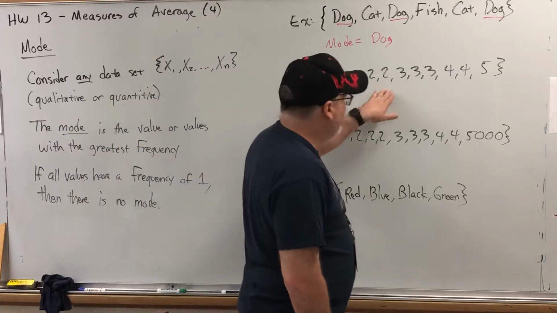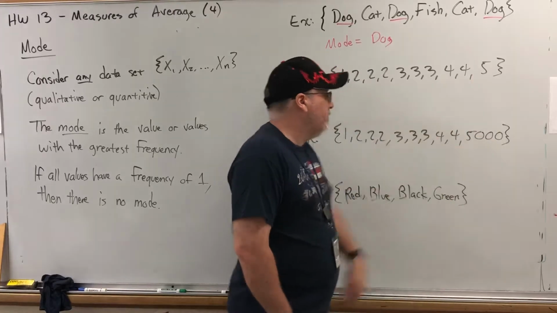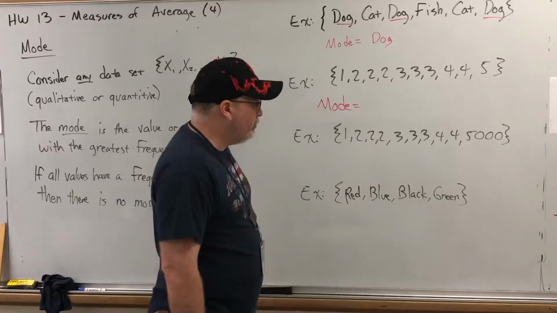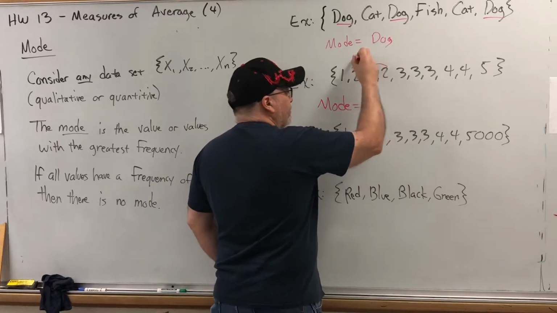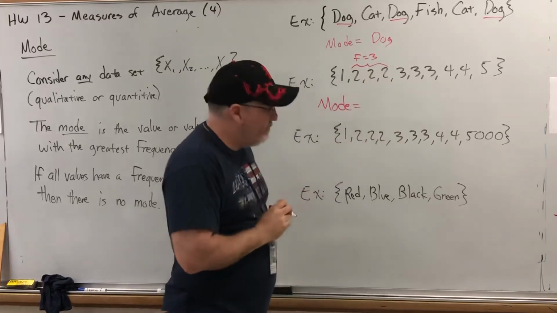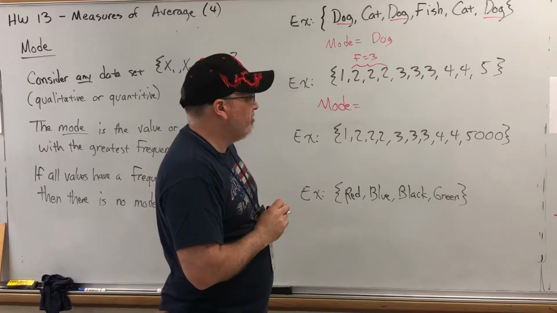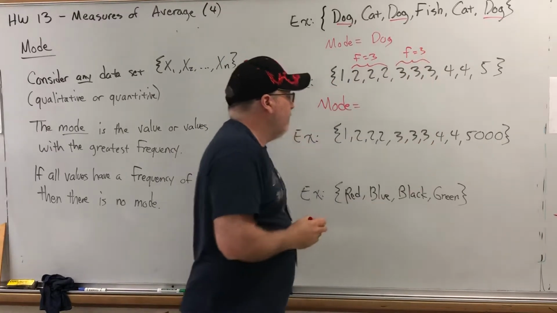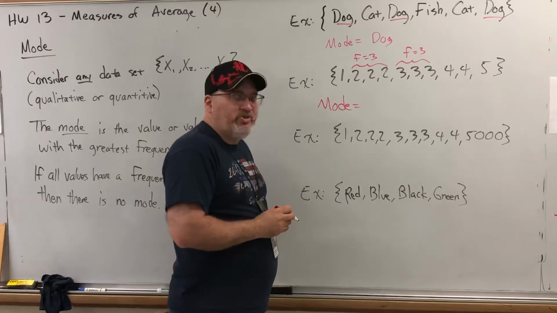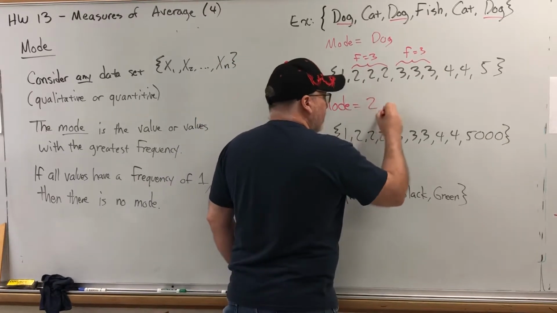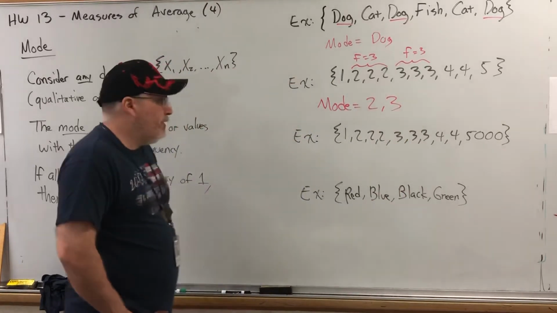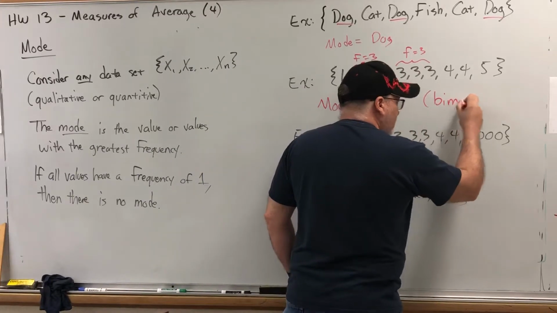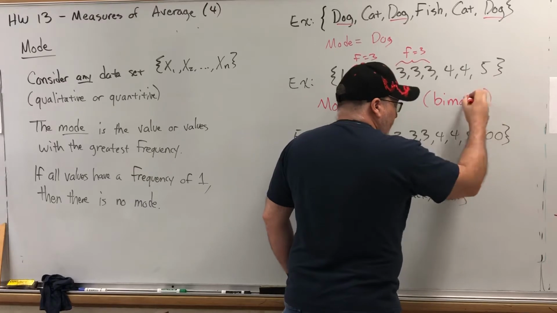What about the next data set, which is quantitative? 1, 2, 2, 2, 3, 3, 3, 4, 4, 5. Which value occurs the most? 2. The frequency is 3. I'm going to use lowercase f for frequency. Is there any other value whose frequency is 3? Yes, 3. So both 2 and 3 have the greatest frequencies. They both occur 3 times. They both occur the most, so they are both modes. If a data set has 2 modes, it is called bimodal. I don't think I need to explain why.